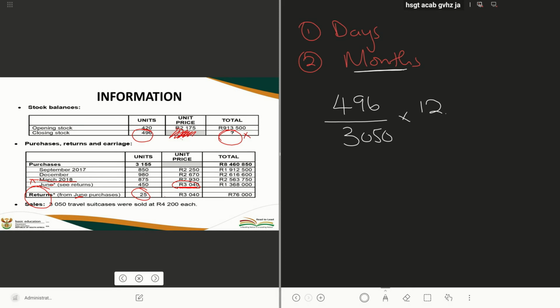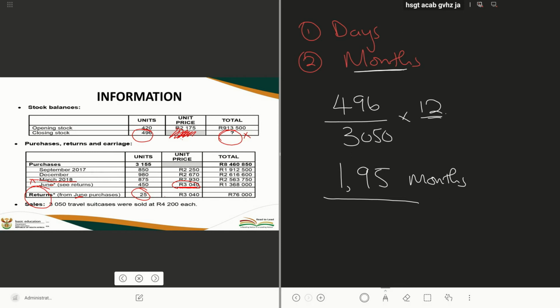Remember, we did the days one earlier on. Now we're doing the ones in months. So you use your 12 months. Grab your calculator. You now say 496 over 3,050 multiplied by your 12 months. So your answer will now be 1.95 months.